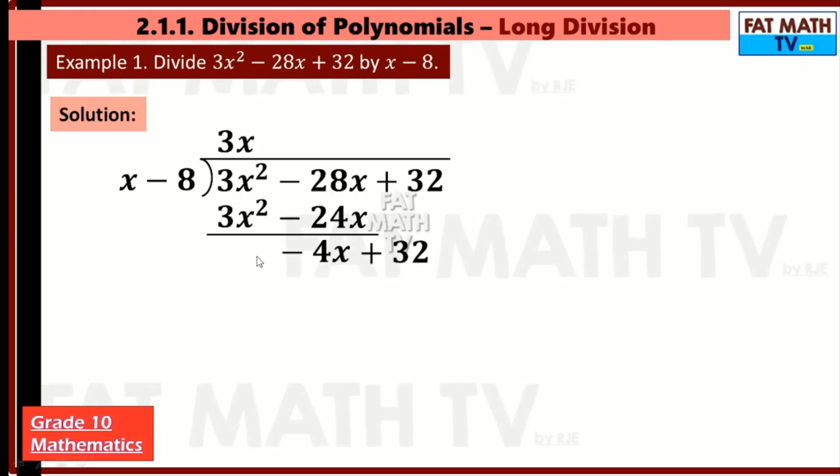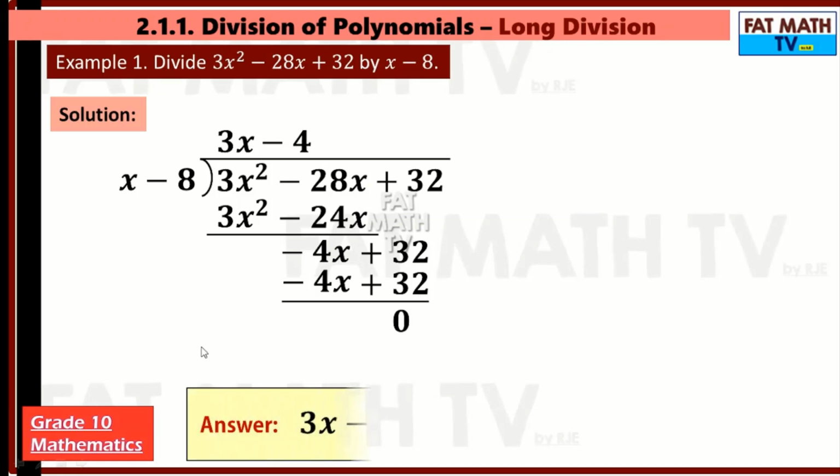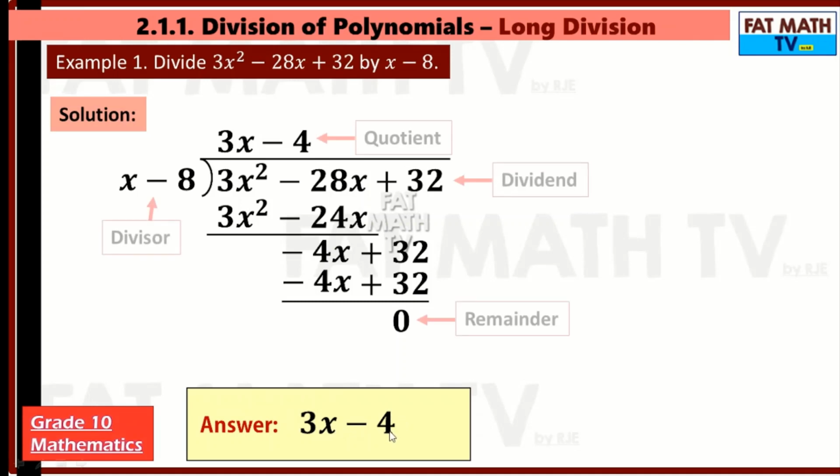And then divide again. You do again the process. Negative 4x divided by x, that's negative 4. Negative 4 times x, that's negative 4x. Negative 4 times negative 8, that's positive 32. And then subtract again. Negative 4x minus negative 4x, that's 0. 32 minus 32 is also 0. So the answer is 3x minus 4.